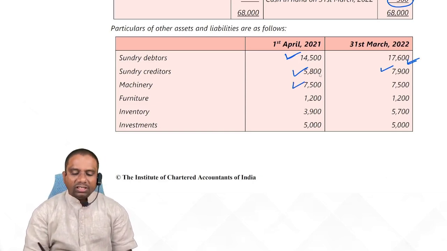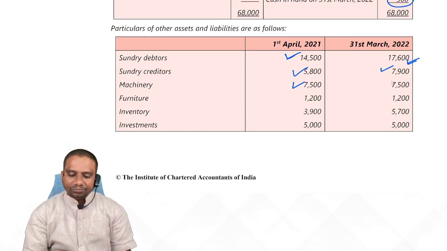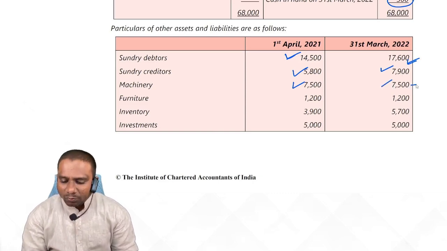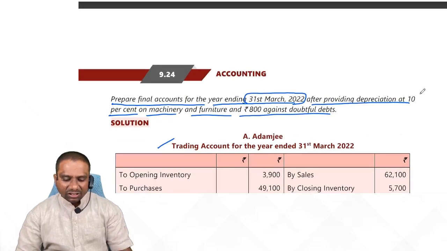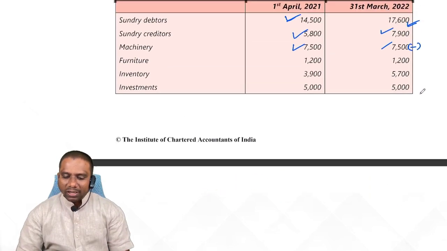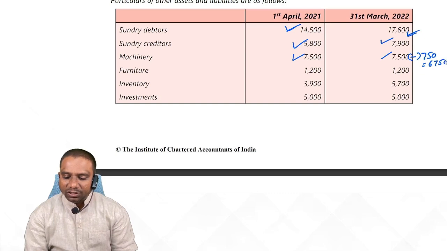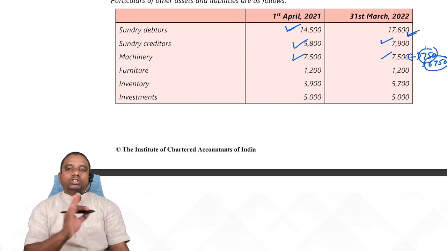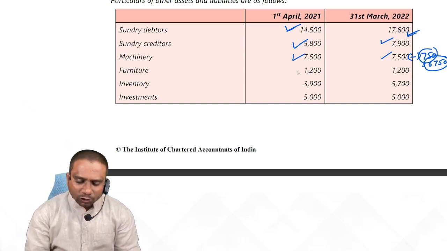Next one, machinery also same. Opening balance sheet asset. Okay, closing balance sheet also asset. But at the time of writing 7,500, they said depreciation is 10%. So minus depreciation 750 is equal to 6,750 rupees. We have to show in the balance sheet, and this 750 rupees is shown on the debit side of P&L account.